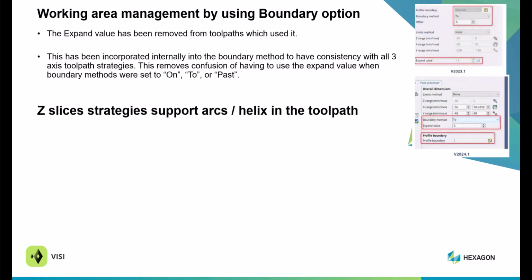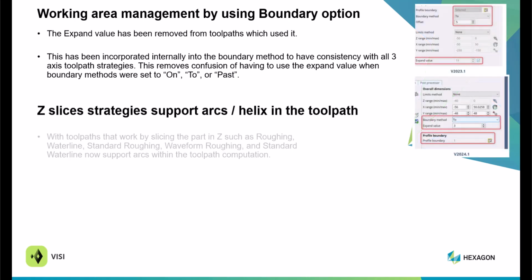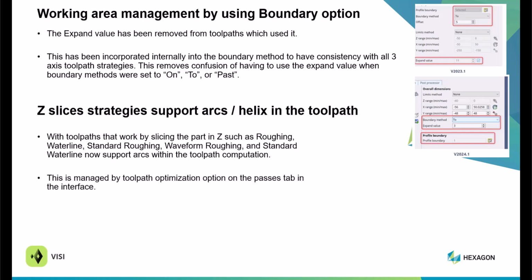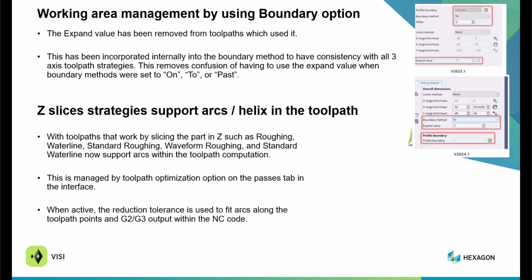Z slices strategies support arcs and helixes in the toolpath, with toolpaths that work by slices within the Z, such as roughing, waterline, standard, waveform roughing. They are now supporting arcs in the toolpath computation. This is managed by toolpath optimization options on the passes in the interference tab. When active, the reduction tolerance is used to fit arcs along toolpath points, and G2 and G3 outputs are posted within the NC code.